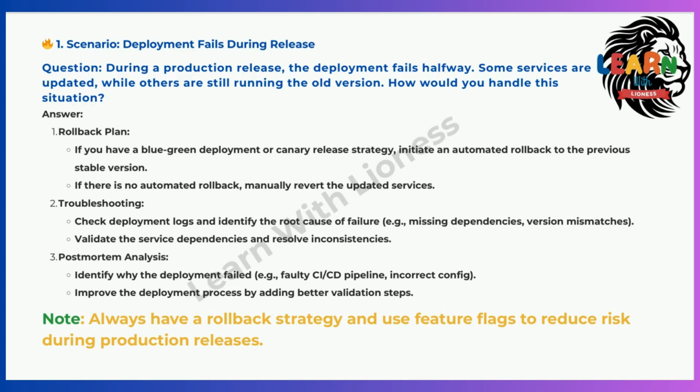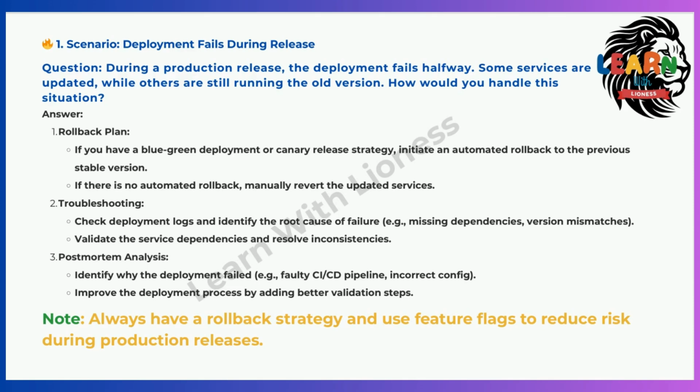Question. During a production release, the deployment fails halfway. Some services are updated, while others are still running the old version. How would you handle this situation? Answer. 1. Rollback plan. A. If you have a blue-green deployment or canary release strategy, initiate an automated rollback to the previous stable version.